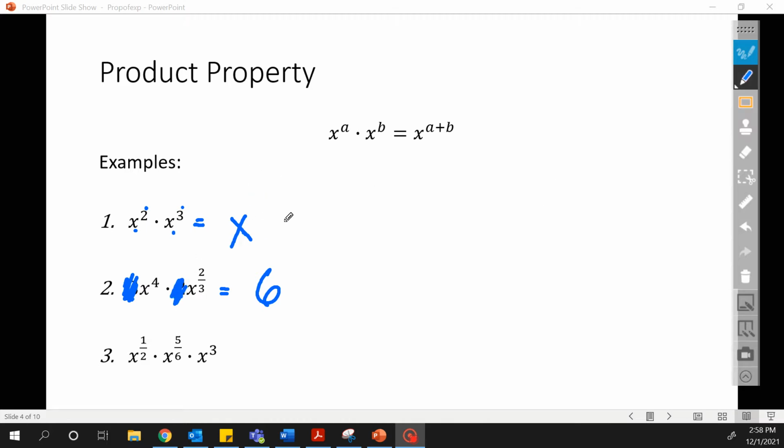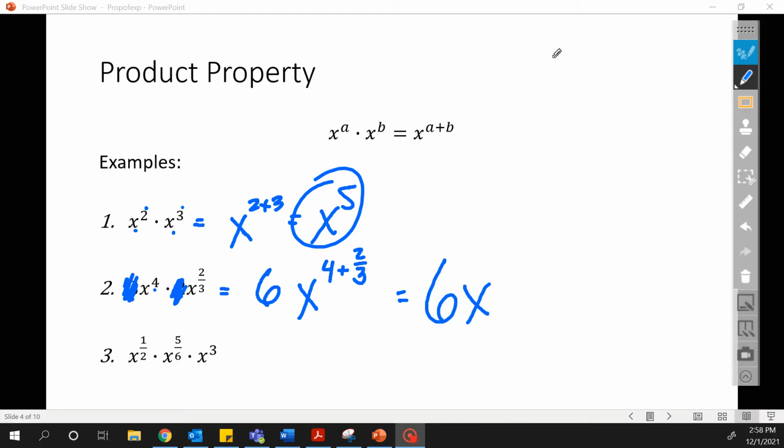by the way we got this 5 was by adding 2 and 3 together. That gave us x to the 5. But if you look, now we have fractions, we're going to have to add fractions. So we have x, and our exponent will be the 2 exponents added together, 4 plus 2/3.